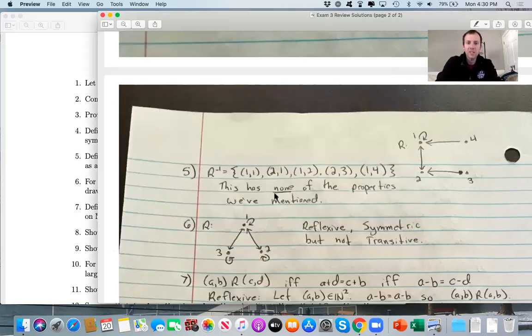And in this case, it doesn't actually have any of the properties. It's not reflexive because 3 of the points don't have any self loops. It's not symmetric because these 2 arrows don't go both ways. And it's not transitive. You can go 3 to 2 and 2 to 1, but you can't go straight there. And you can go 4 to 1 and 1 to 2, but you can't go straight there.